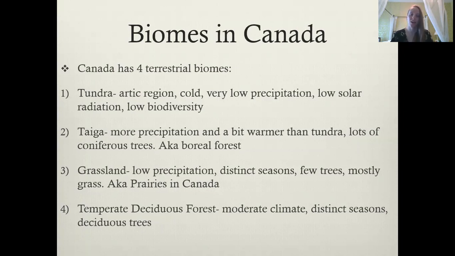Then the grassland, also low precipitation, a bit more than the tundra, but less than the taiga. It has very distinct seasons, very few trees, mostly because there's actually not enough precipitation to support large plant life. It is mostly grass. We also call it the prairies here in Canada. And lastly, the temperate deciduous forest, which has a very moderate climate, also has distinct seasons, and its dominant species is the deciduous trees.